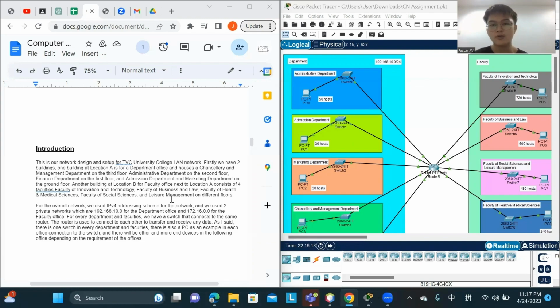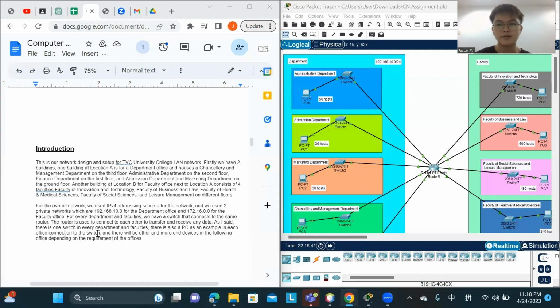Meanwhile, all of the department switches and the faculty switches, 9 switches in total, are connected to one router in the middle. The router is used to connect them to each other to transfer and receive data. As I said, there is one switch in every department and faculty, and there is also a PC as an example in each office connected to the switch.